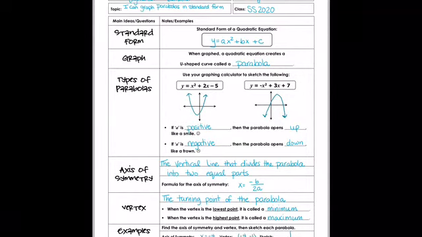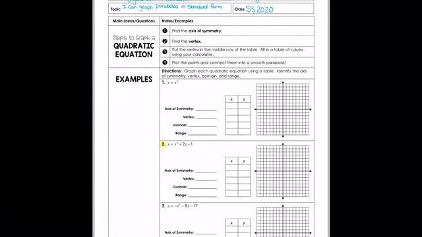All right, let's look at the second page. So, the steps to graphing a quadratic equation. The first thing you're going to want to do is to find the axis of symmetry. Remember that that is x equals -b divided by 2a. Then you're going to want to find the vertex by plugging the x value you found for your axis of symmetry into the equation.